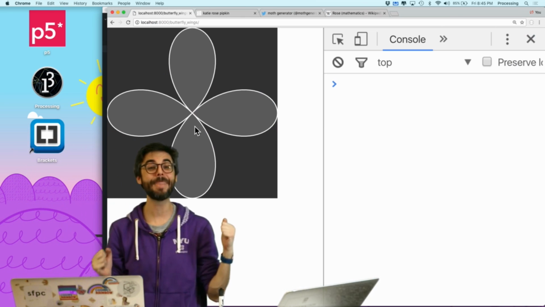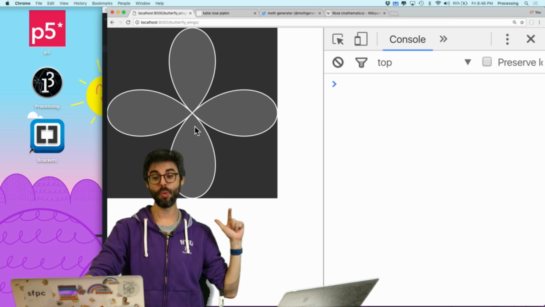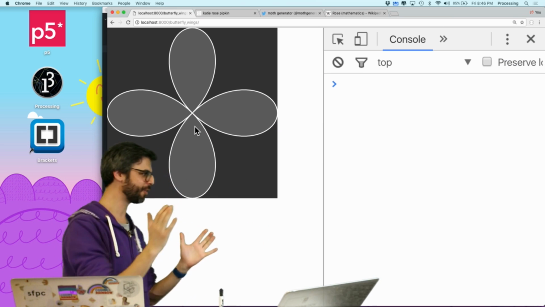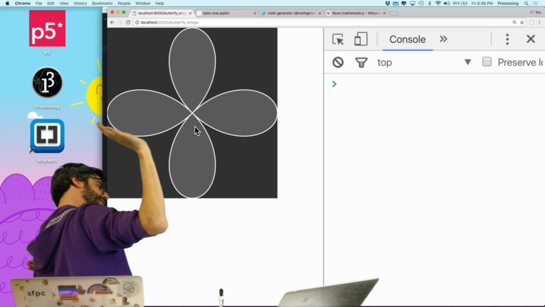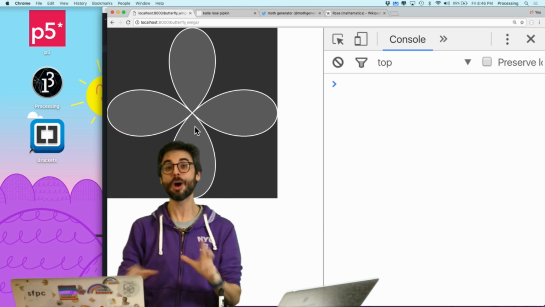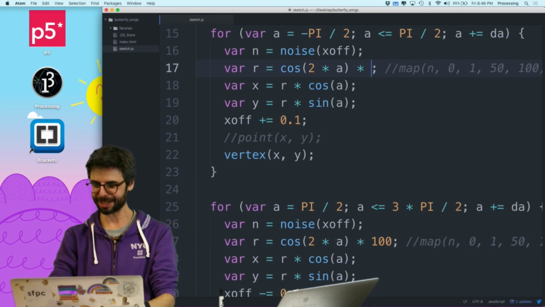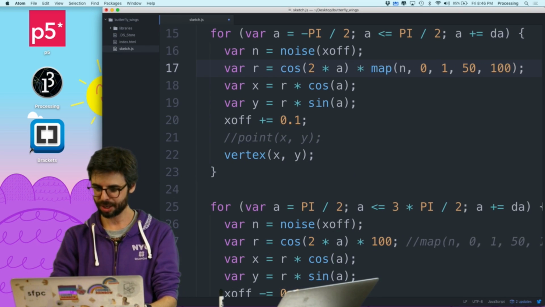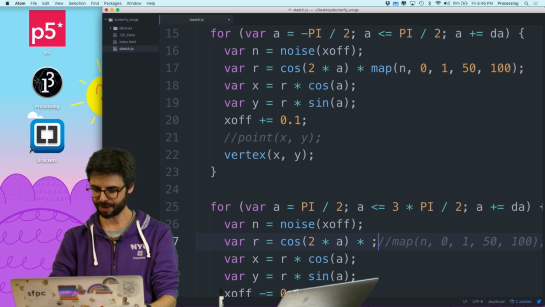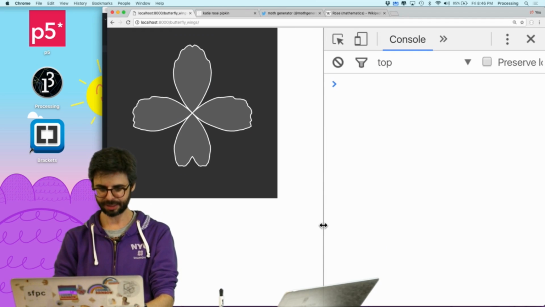But what if I combine that with, you can almost see, if you look at it diagonally, that looks almost like a butterfly flapping its wings. What if I put the noise in with that? So instead of multiplying it times 100 as R, what if I multiply the result of the noise function? And then I get something like this.